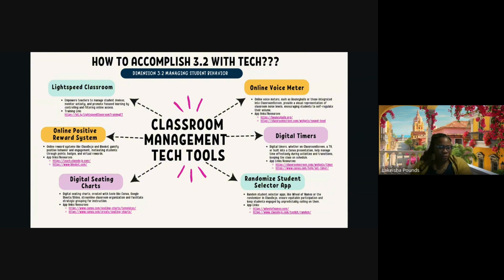So Class Dojo definitely tracks points. You can add points. They can build up their little characters and things like that. And so that's actually pretty exciting for the kids. Book It has something similar to that, not to the extent of Class Dojo, but it can still be used as an incentive. So that way the students have some sort of positive behavior reinforcement.